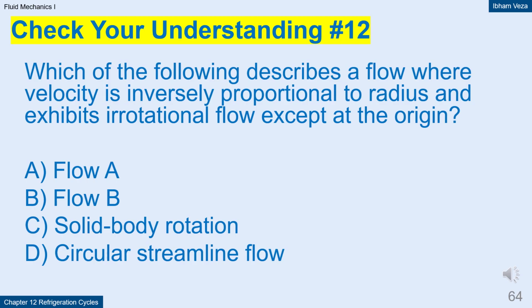C. Solid body rotation. This is incorrect because solid body rotation involves increasing velocity with the radius, which does not match the characteristics of flow B. D. Circular streamline flow. This is incorrect because circular streamlines are found in both flows, but the question is asking about specific characteristics like the velocity distribution, which differs between the rotational and irrotational cases.